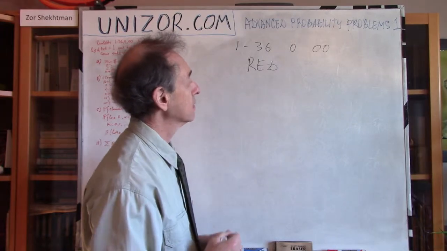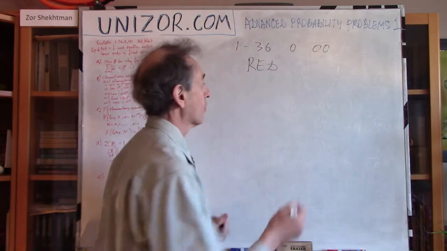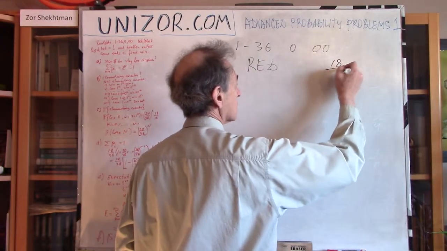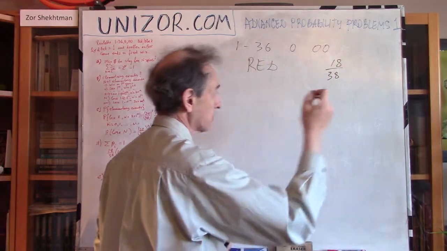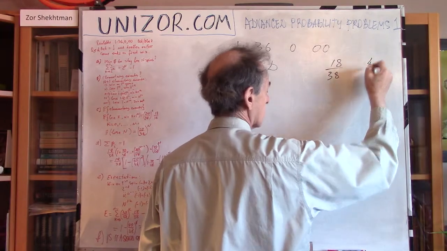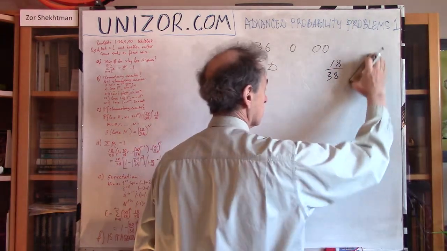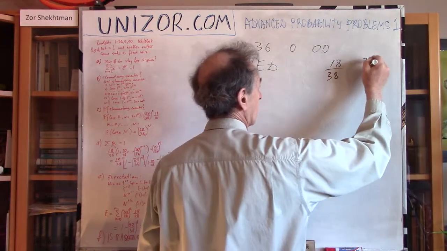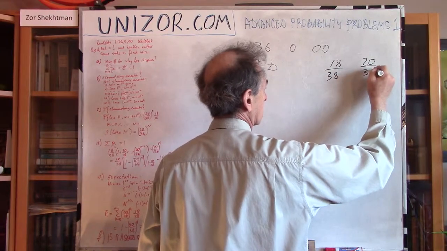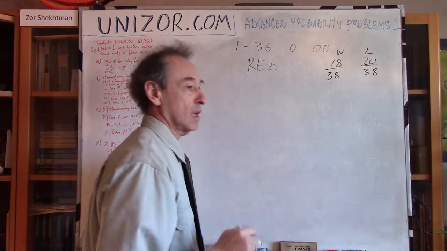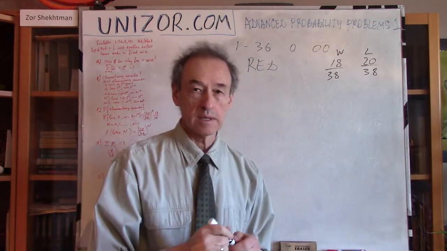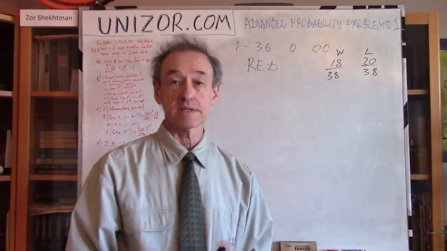So basically, if you're betting on the red, your probability of winning is 18/38, right? And probability of losing correspondingly is 20/38. So this is win and this is lose. That's probability on a single spin. Now let's talk about strategy.